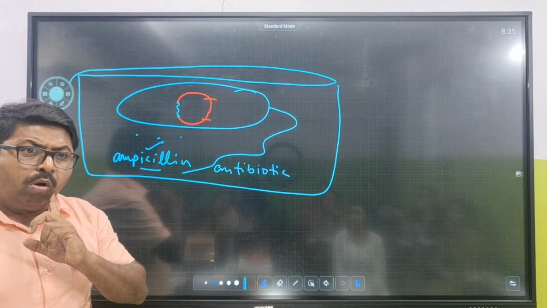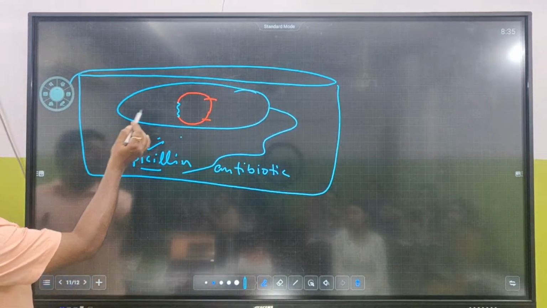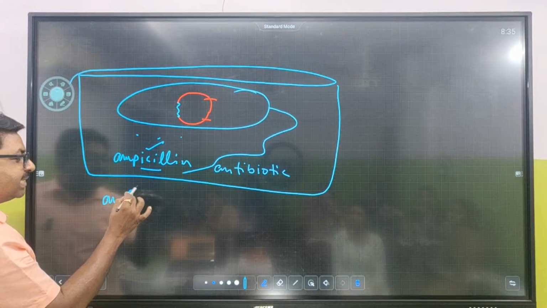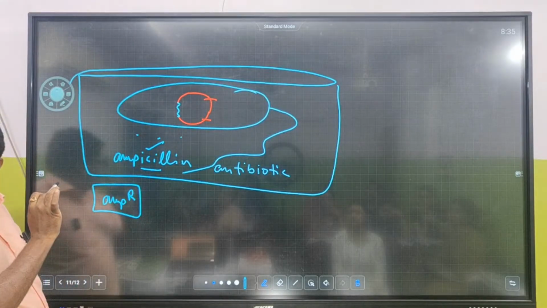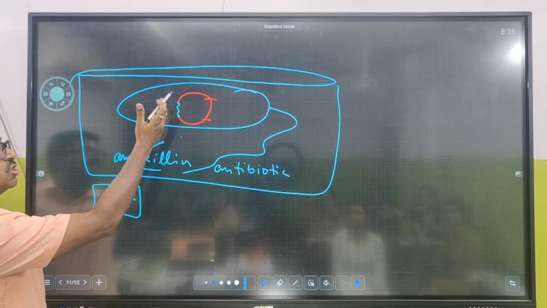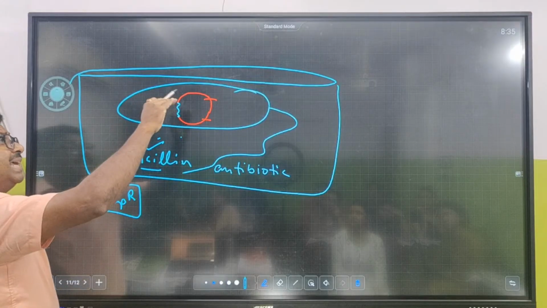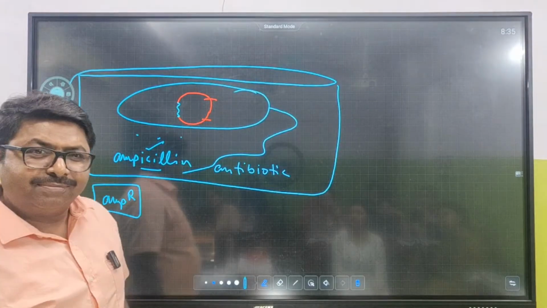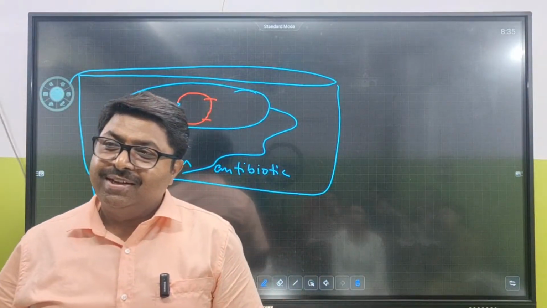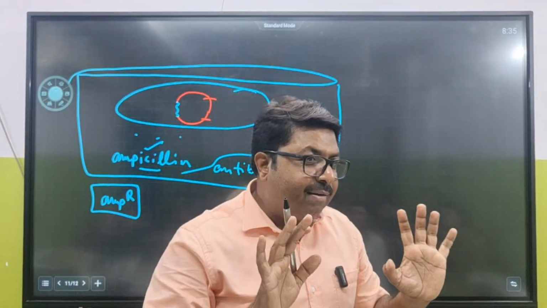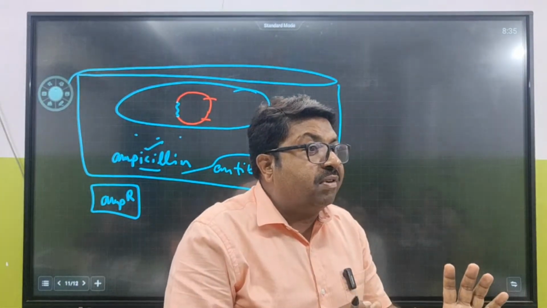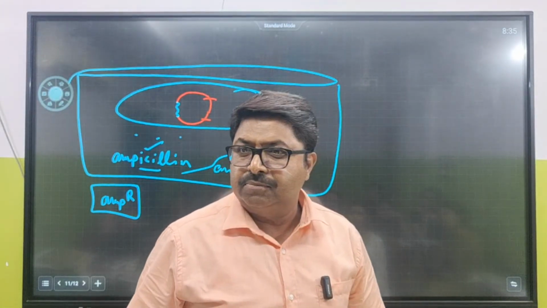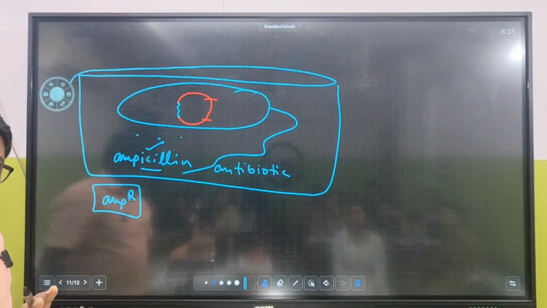Not going to grow. Tell me why. Because what is not present over here? The ampicillin resistant site has been cut off. The ampicillin resistant site is not present over here. So there is no resistance. If there is no resistance, it's not going to grow. So if it does not grow, then we can have an idea that our gene of interest has cut off the ampicillin resistant site and gone inside. Got the point?